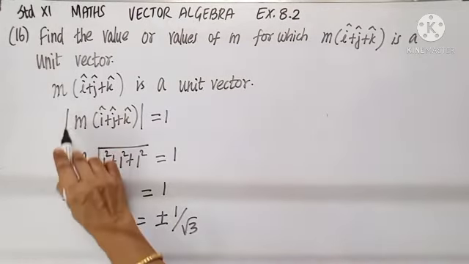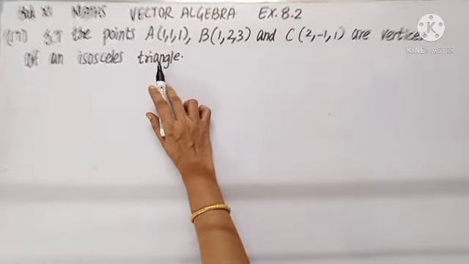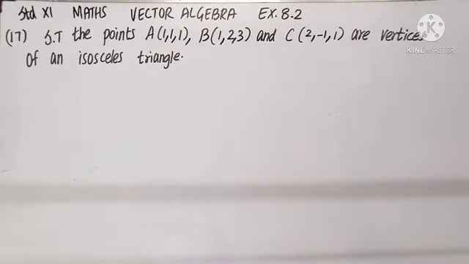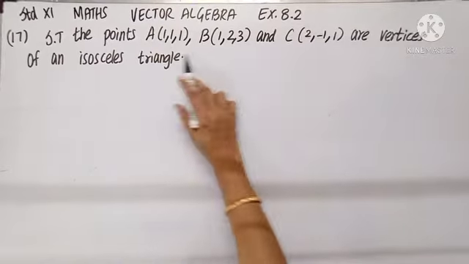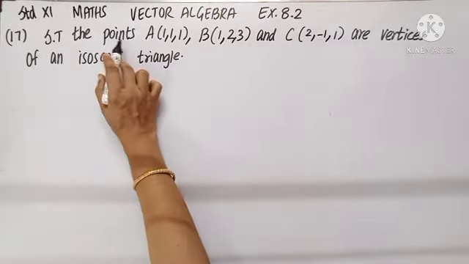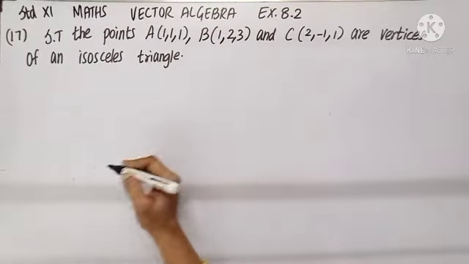Question number 17. Show that the points A (1, 1, 1), B (1, 2, 3) and C (2, minus 1, 1) are vertices of an isosceles triangle. To show an isosceles triangle, we need to show any two sides are equal. Are the sides given in the question? No. They have given points. So whenever I read the word points or vertices, I treat them as position vectors.